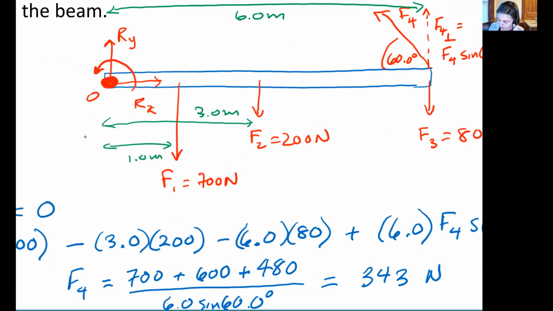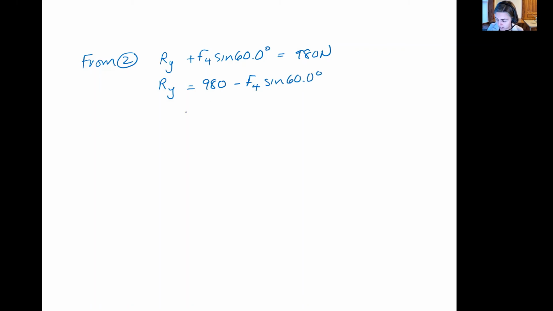And then from the second equation that we came up with, we had that Ry plus F4 sine 60 equals 980 newtons. So we can find our Ry now. It'll be 980 minus F4 sine 60. So that's 980 minus 343 sine 60. And that works out to 683 newtons.